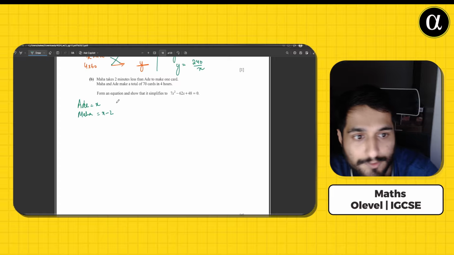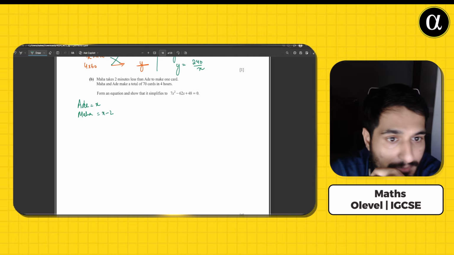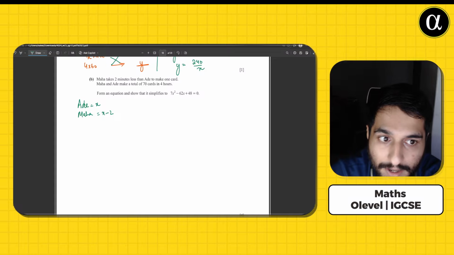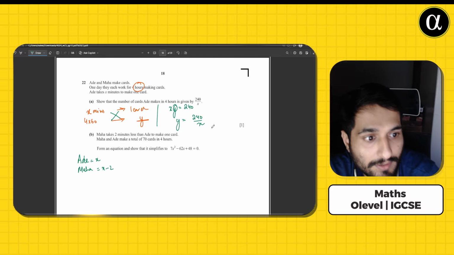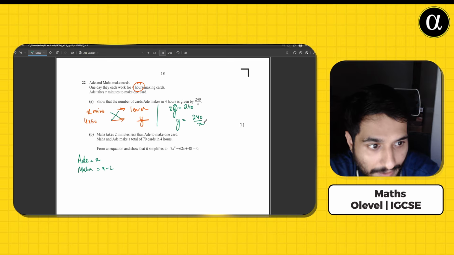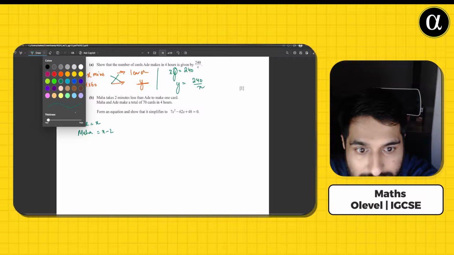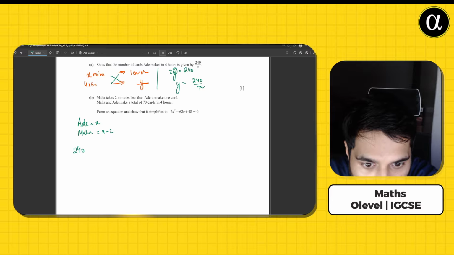All right, so what we are supposed to understand is that the number of cards made by Aid in 4 hours plus the number of cards made by Maha in 4 hours should sum up to 70. Now we already have the number of cards that Aid made, so we are going to add that to the number of cards that Maha would make. So what we are going to say is 240 over x plus 240 over x minus 2.